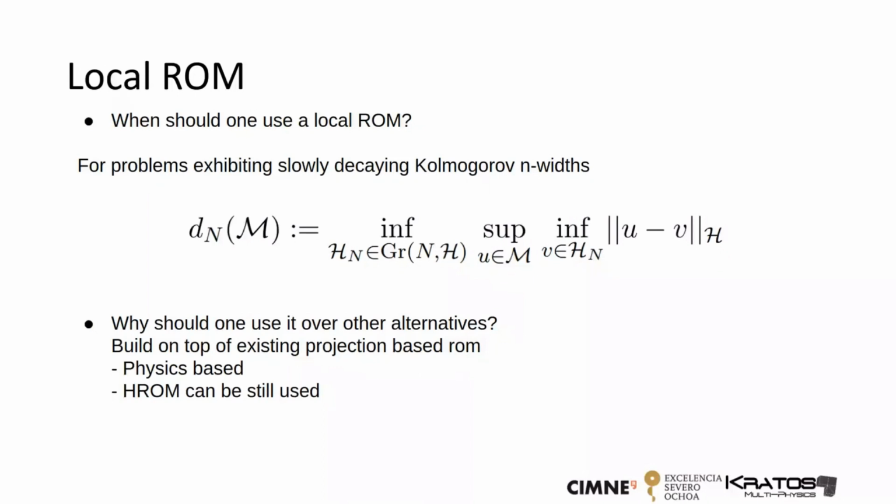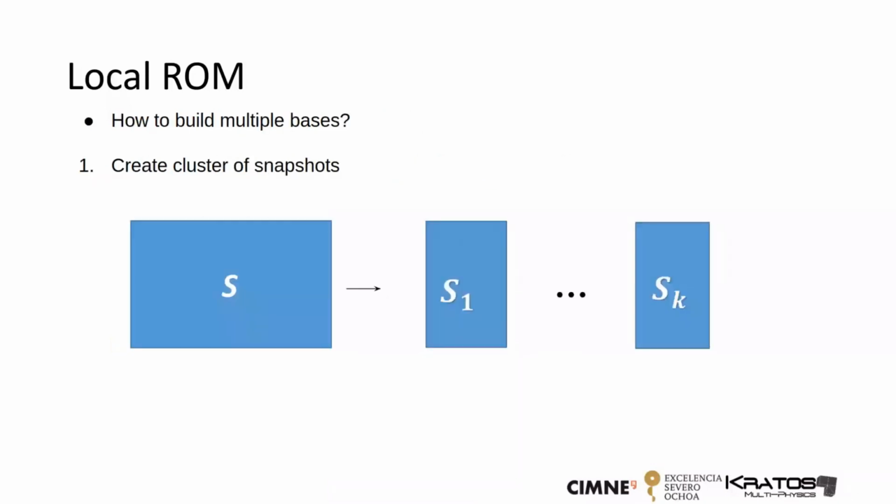Okay, now, more practically, how to do it. These are the steps to build multiple bases. Basically, you have your snapshot matrix, you split it with some algorithm. And then once you have the clustered snapshots, you just take the singular value decomposition, and that's it, you get your bases. How to split it?